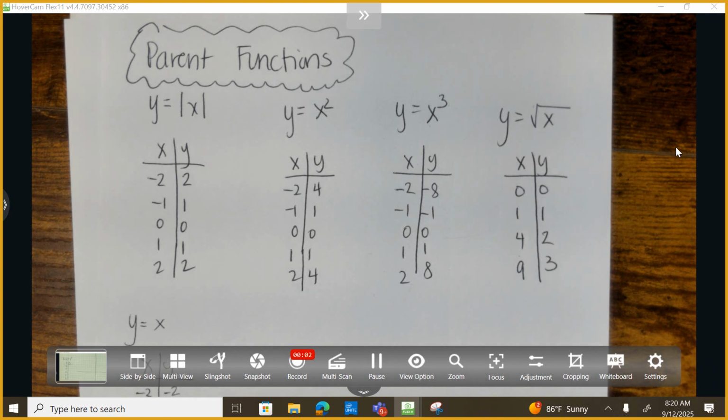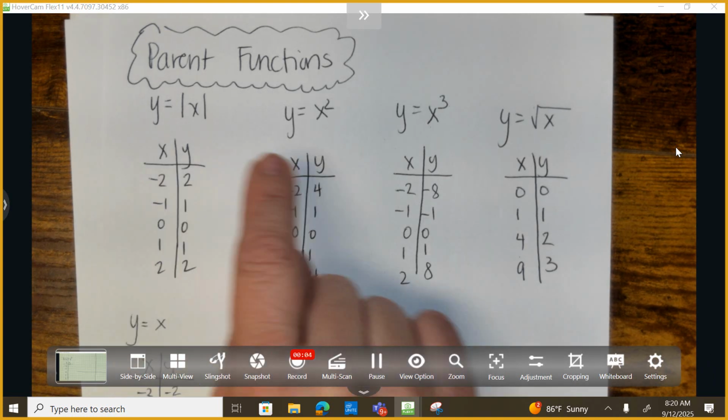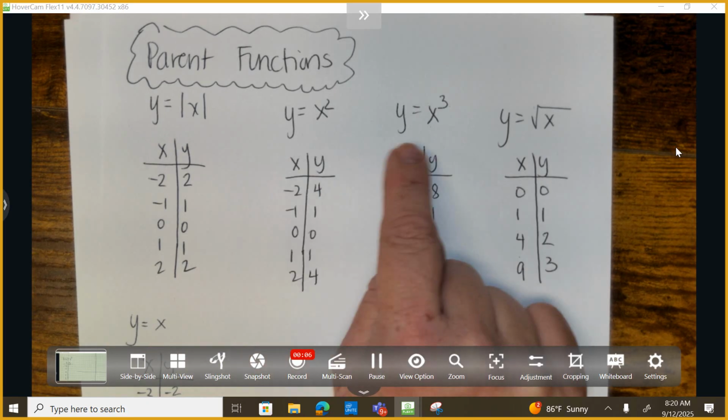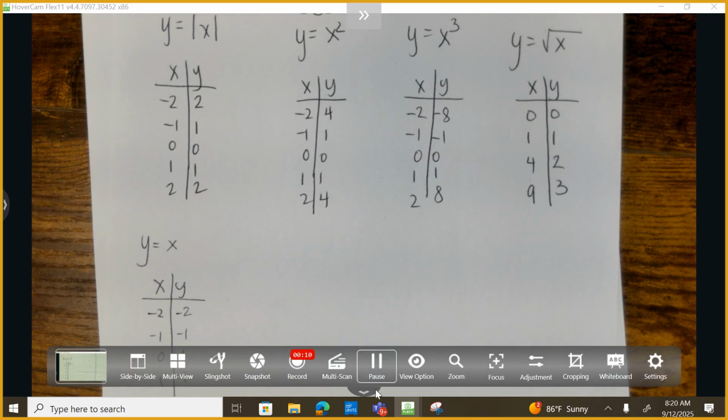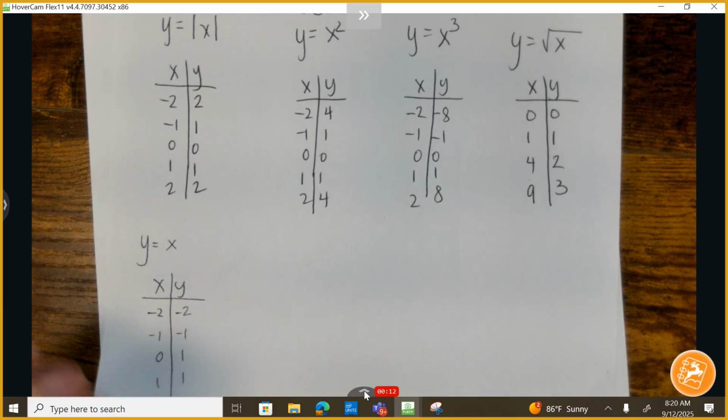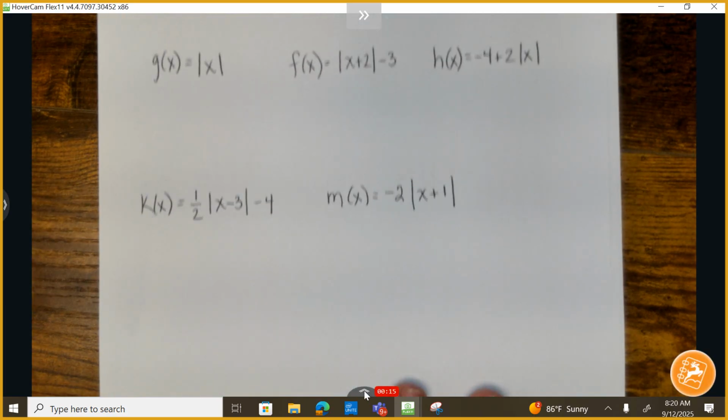So we're going to talk about parent functions. Specifically, we're going to talk about absolute value. This is going to be a quadratic, cubic, this is a square root, and this is linear. And we're going to talk about how we can use these ordered pairs in order to quickly graph translated functions.